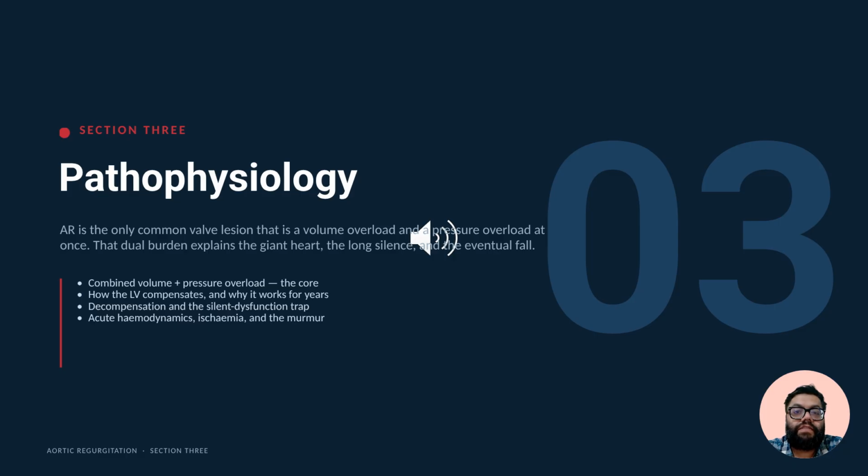We will build it step by step. The combined overload, the elegant compensation through eccentric hypertrophy, the treacherous point where compensation fails silently before symptoms appear, and the special case of acute disease. Understand this section and you will never again have to memorize a clinical sign. You will simply derive it from the physiology.